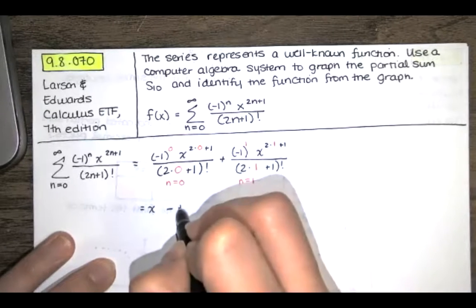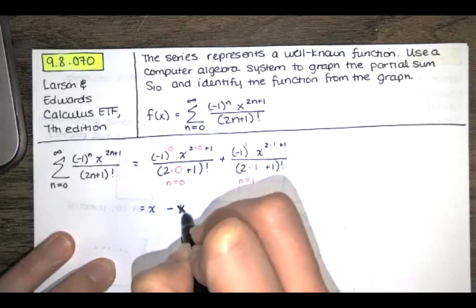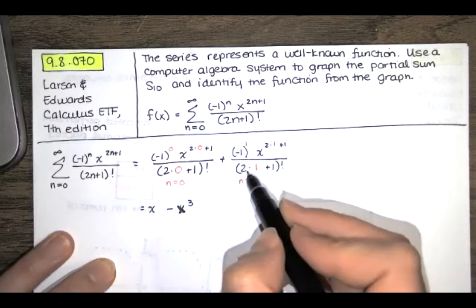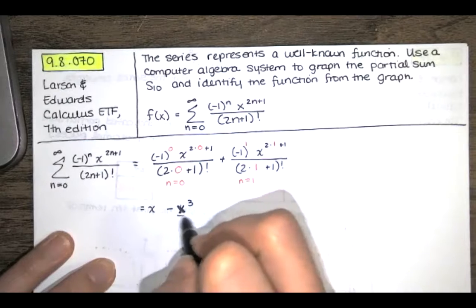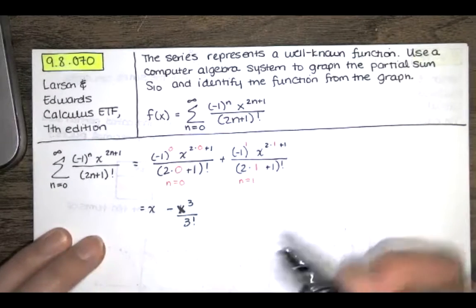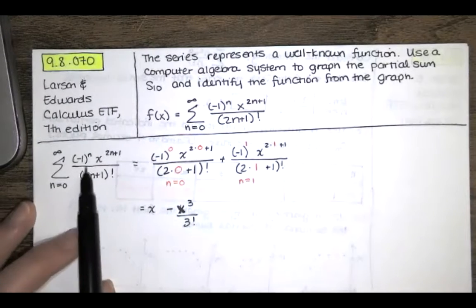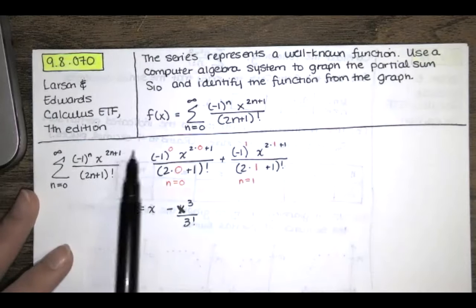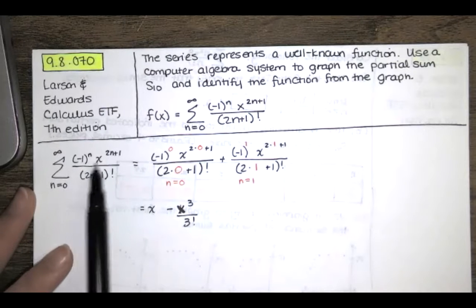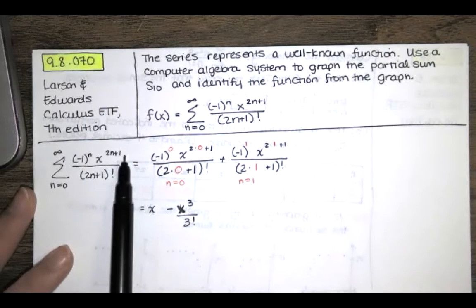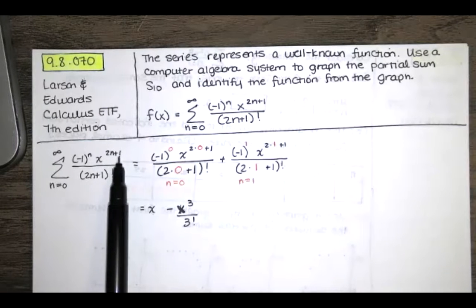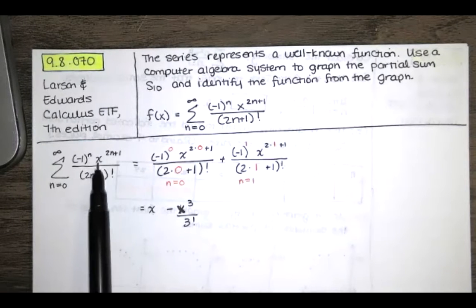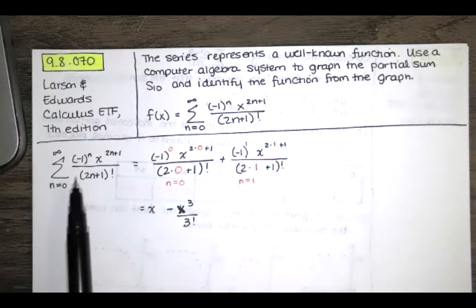So I've got negative 1 times x cubed; 2 plus 1 is 3. So I'll write it this way: negative x cubed over 2 times 1 plus 1, that's 3, factorial. I hope you see the pattern. We're going to flip back and forth from positive to negative. 2n plus 1 is always going to be an odd number. So when n equals 0, we get 1. When n equals 1, we get 3. When n equals 2, we get 5, and so on.